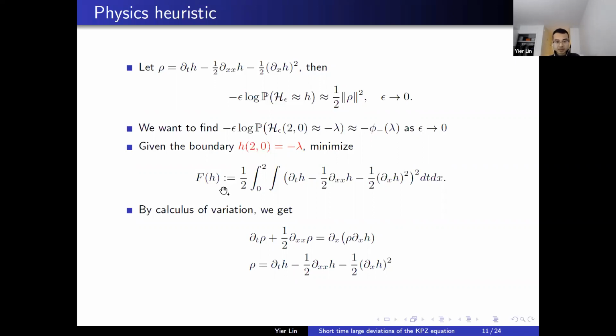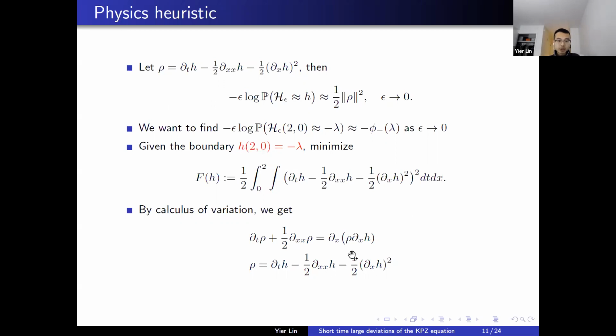So there's some generalized version of calculus. Basically, you're dealing with the infinite dimensional case. So you can use calculus of variation, which will tell you if h is the minimizer of this minimization problem, you need to satisfy some PDE. And the PDE is given by, if you denote rho by the right-hand side here, just the first line here. So for h, which minimizes this functional subject to certain boundary condition, it needs to satisfy a PDE, which is given by the first line here.